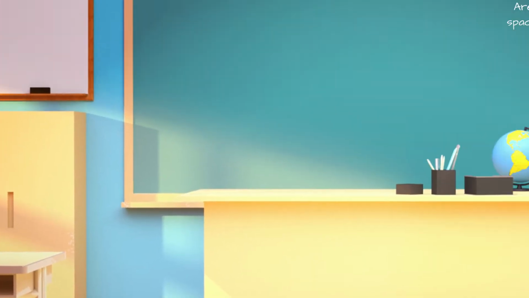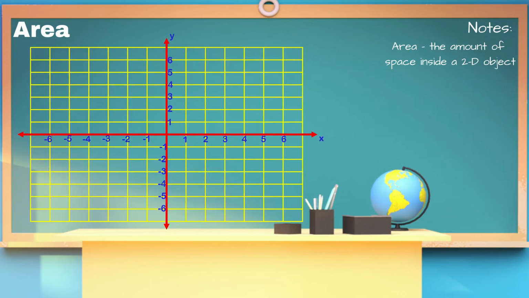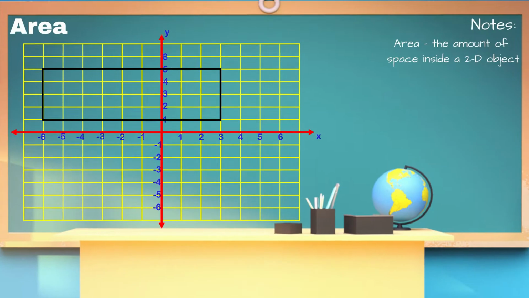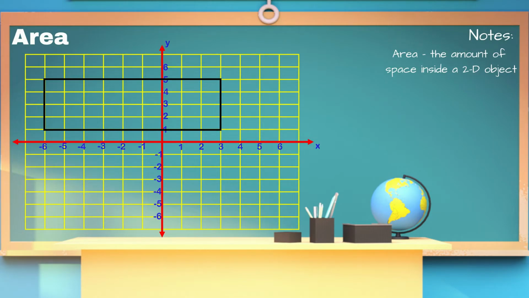First, we need our coordinate grid. There it goes. What shape is that? Rectangle. That's correct. Now, there are several ways to find the area of this rectangle. Let's say that each square represents 1 inch.